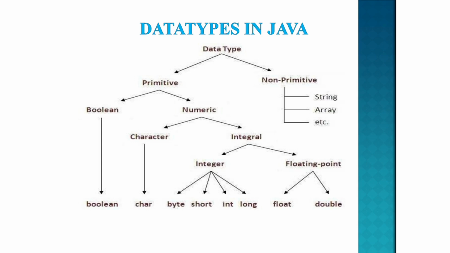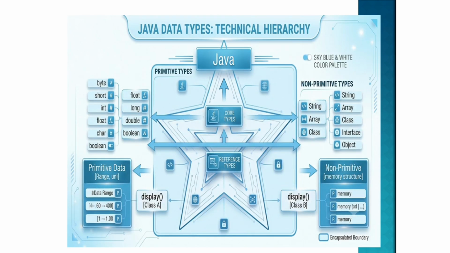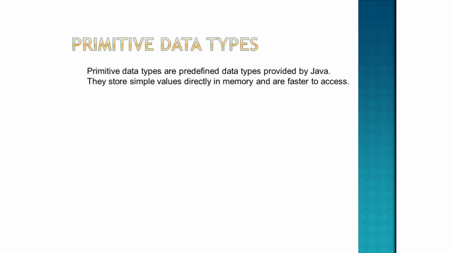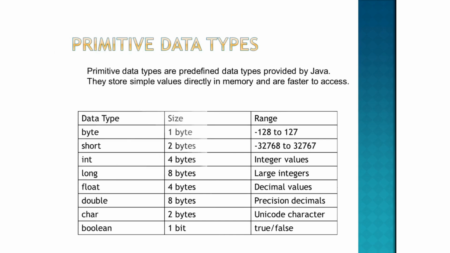First one, primitive data types. Primitive data types are the basic data types provided by Java. There are 8 primitive data types: byte, short, int, and long are used to store whole numbers. Float and double are used for decimal values. Char stores a single character like A or B. Boolean stores only two values, true or false. Primitive data types are very fast because they store values directly in memory. As beginners, remember that int, double, char, and boolean are the most commonly used.